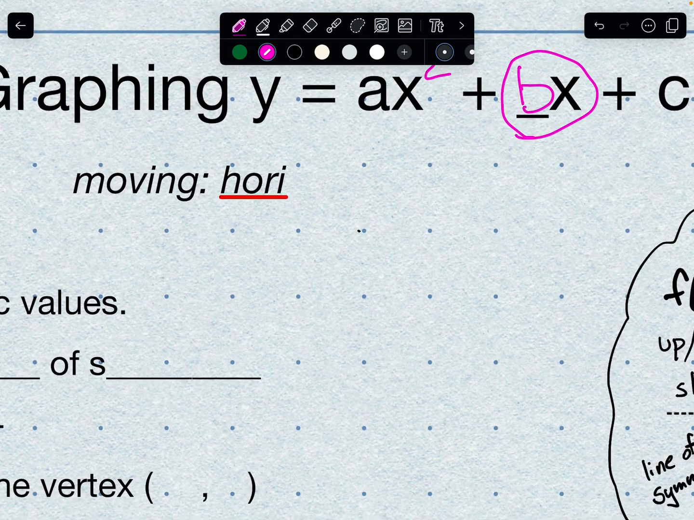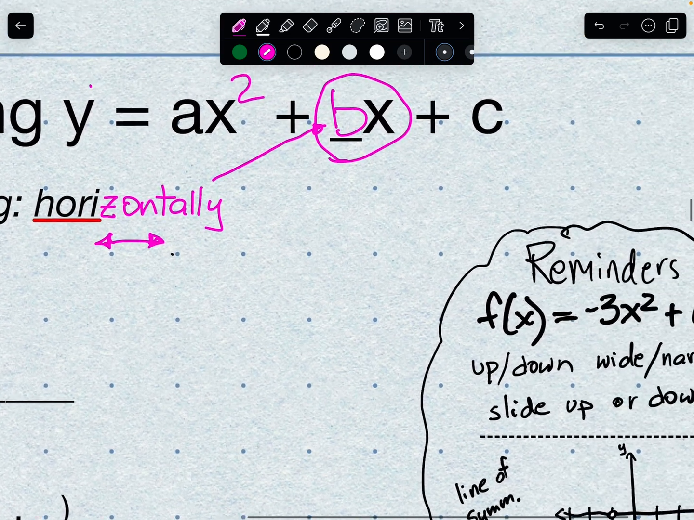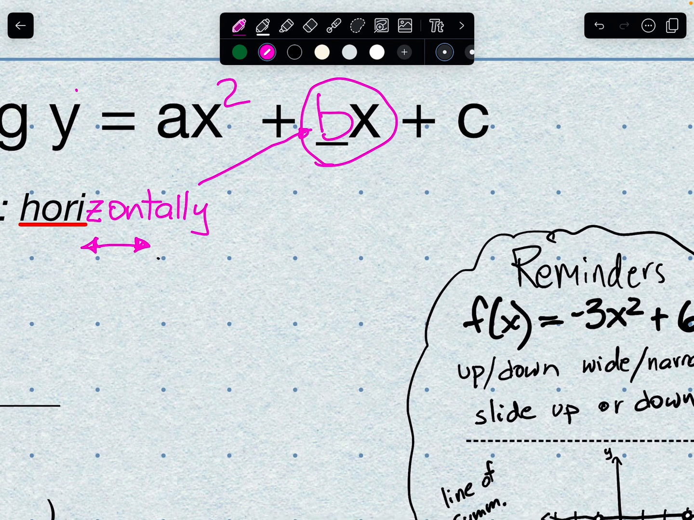The idea today is that instead of moving vertically, we are going to start moving horizontally. Again, what does horizontally mean? It means we're moving in this direction. What's going to do that? The b value is going to do that. Remember, c is what moved things vertically.